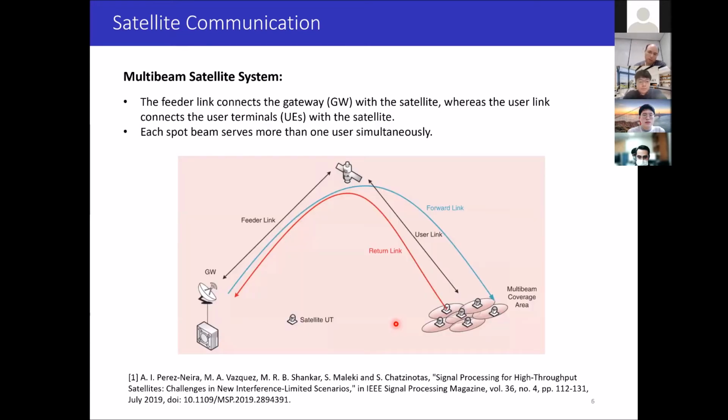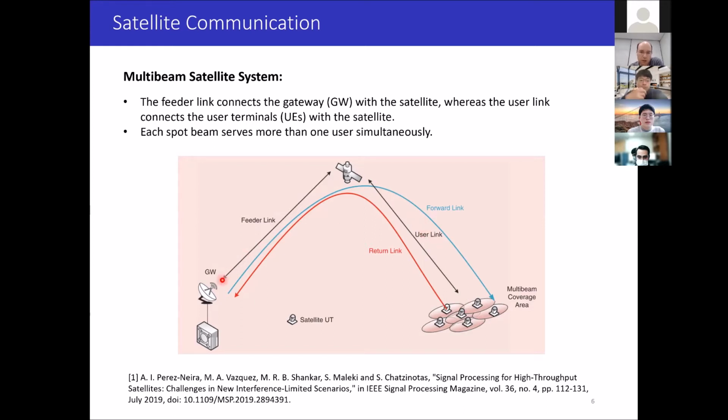Right, so modern, especially GEO satellites, are multi-beam satellite systems. And this is a representation of the basic architecture. So you have a gateway. You can imagine this as a kind of base station. You have a satellite. Then you have here the terminals, the satellite or user terminals. And so the uplink between the gateway and the satellite is called the feeder link. The link between the satellite and the terminal is called the user link.